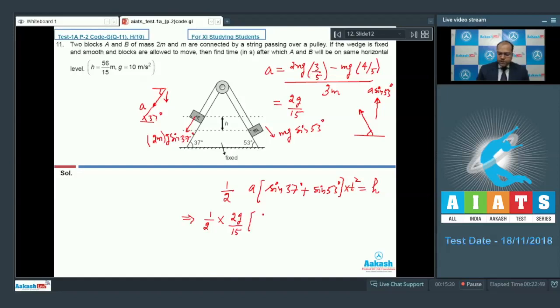So if I substitute the value of sine 37 degree, that is 3 by 5, plus sine 53 degree, 4 by 5, into t square is equal to h, and the value of h is given in the question, that is 56 by 50. So if I solve for t, the value of t comes out to be 2 seconds. So the correct answer for question number 11 is 02. Let's move to question number 12.